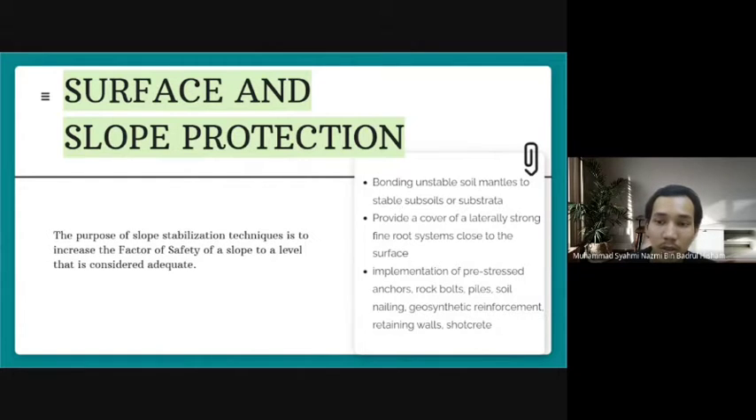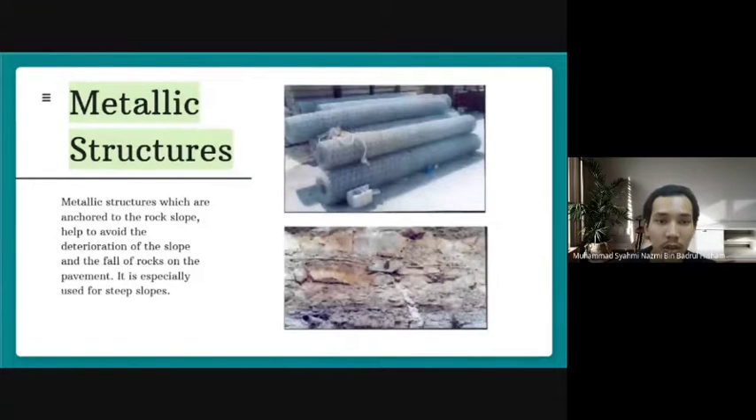First, bonding a stable soil mantle to stable subsoil or substrata. Second, provide a cover of a laterally strong fibrous system close to the surface or to the slope. And third, implementation of pre-stress anchor, rock bolt, pile and soil nailing, geosynthetic reinforcement, retaining wall, shotcrete, and many more.